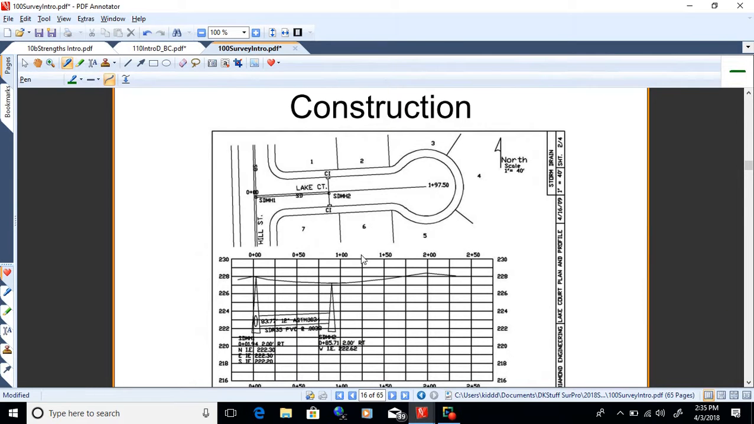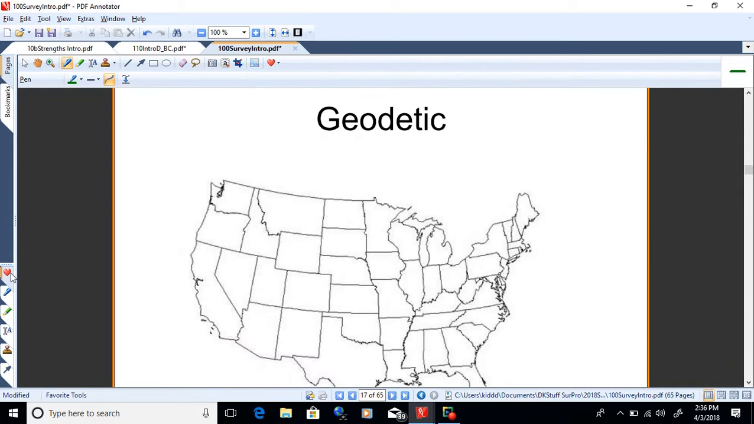Construction surveying is setting stakes in the ground. So like, for instance, a sewer can be built. That's construction surveying. Okay. Geodetic surveying would concern itself with a long survey or a big one, like I-5, something like that. That you have to consider the curvature of the earth. Okay.